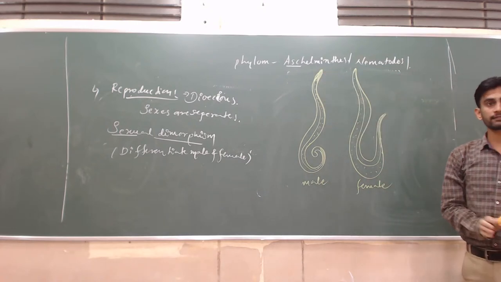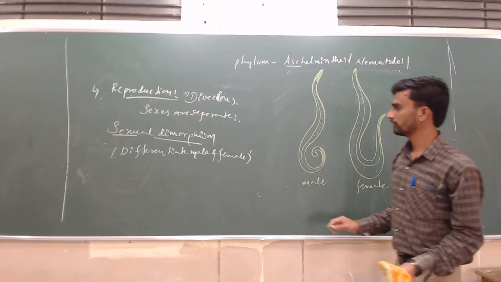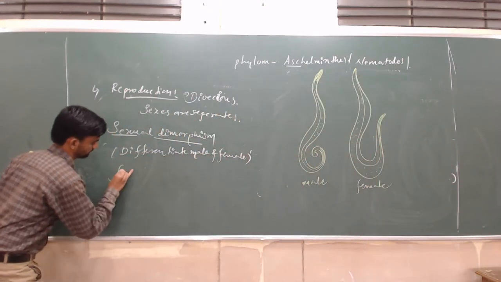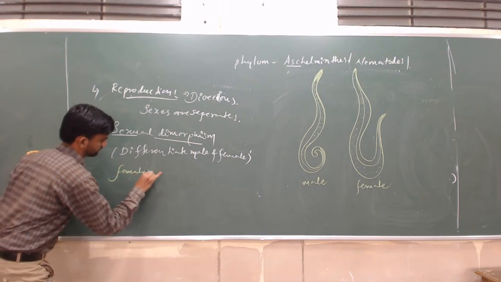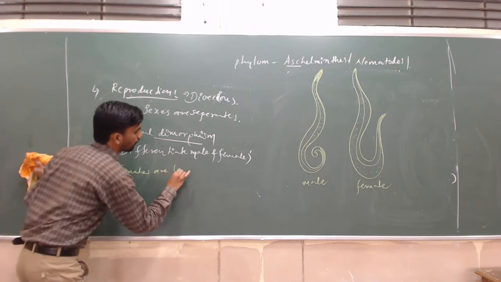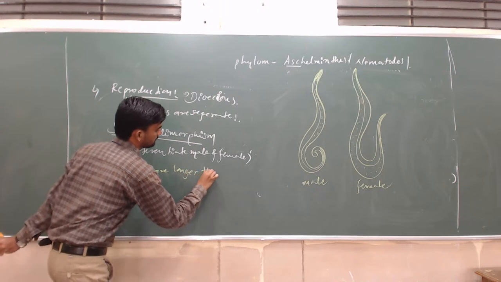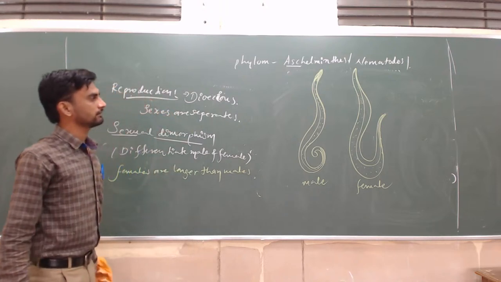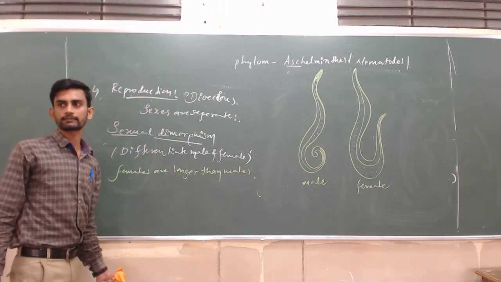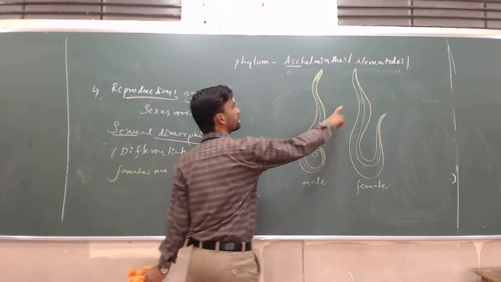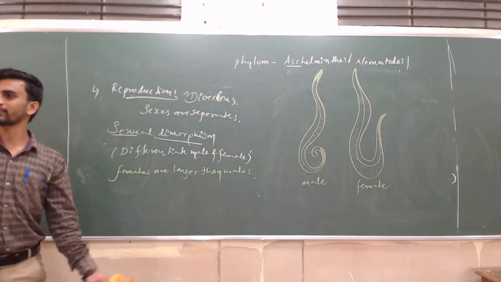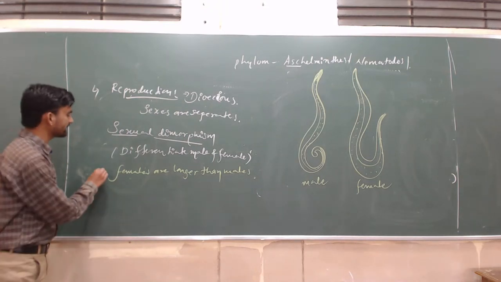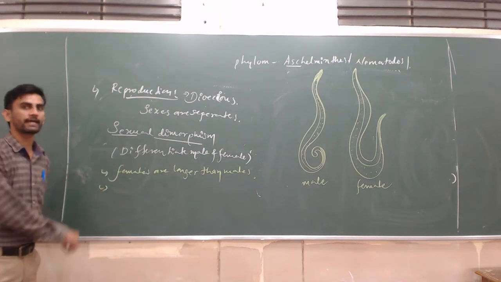So two differences are there. You write it down. Females are longer than males. One difference. You just make this one a little longer than this male. You can easily differentiate morphologically. This is true actually. So the second difference, sexual dimorphic characters.